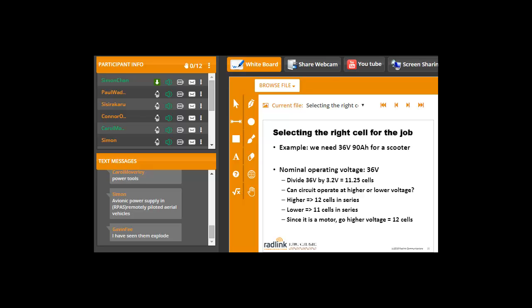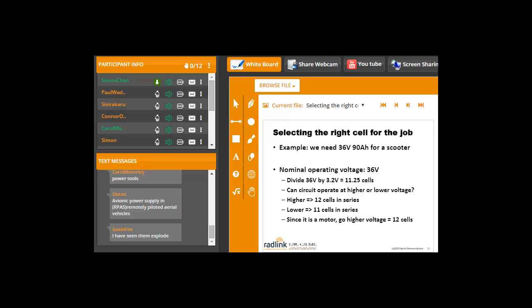So what you do first is you divide 36 by 3.2. That tells you you've got 11.25 cells. The question is, do you go higher or lower? Now, with some circuits you can't go higher, because if you use an excessive voltage, you blow the circuit up. But in the case of an electric motor, yes, you can have a higher voltage. So we've chosen to use 12 cells in series, or 12 banks of cells in series.